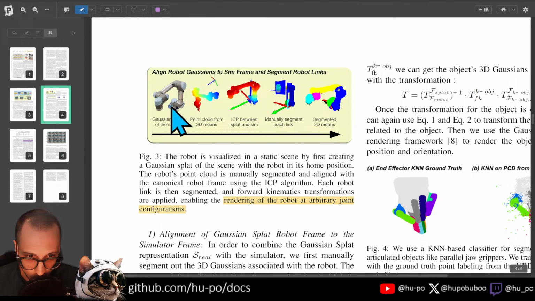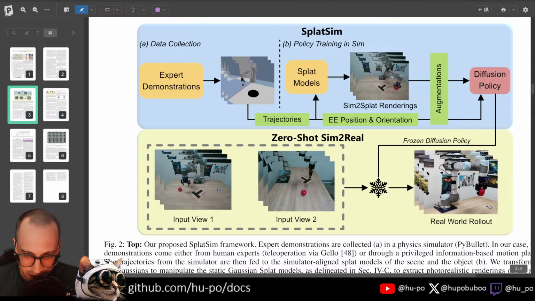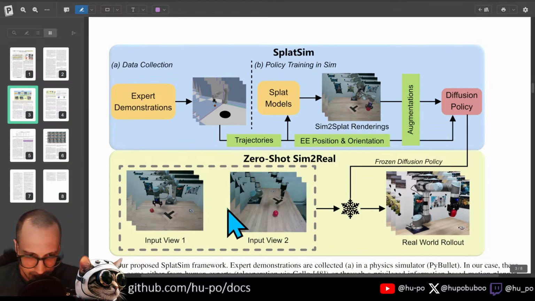So unfortunately, they have to do a little bit of hacky stuff here. In order to get the robot in the splat scene to move, they take the different Gaussians that represent the different parts of the robot, and they segment them into the different links, and then they can basically move it as if it was an articulated object within the splat. So not particularly great. You wouldn't want to have to do that for everything that moves in the scene, but the result of that is that you now have a much more photorealistic simulator than you did here, right?